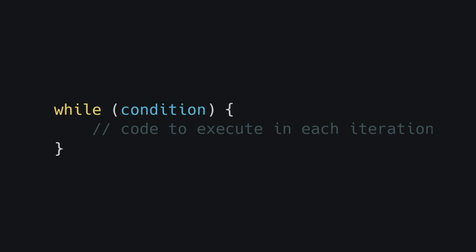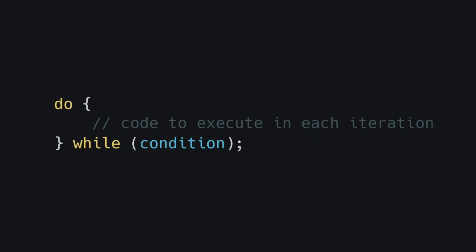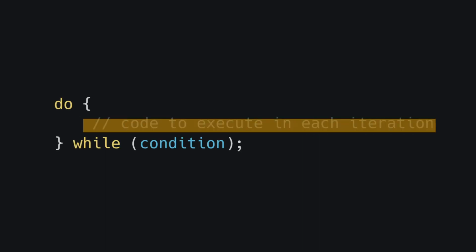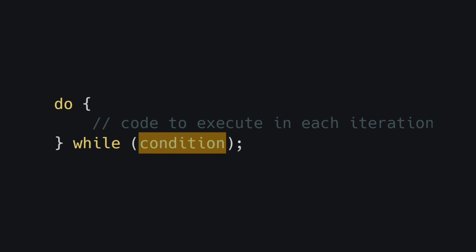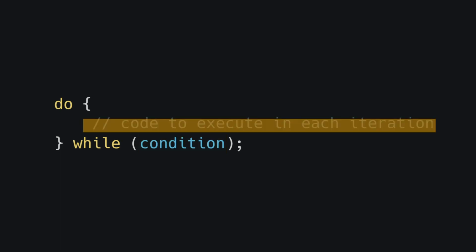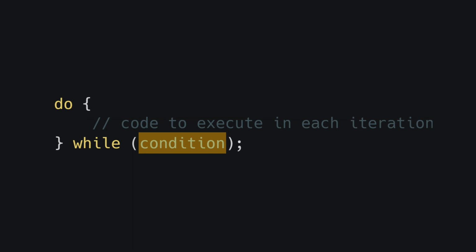On the other hand, the do-while loop executes a block of code at least once before checking the condition for further iterations. The code inside the loop's block will execute first, and then the condition will be checked. If the condition is true, the loop will continue executing, and if it's false, the loop will terminate.